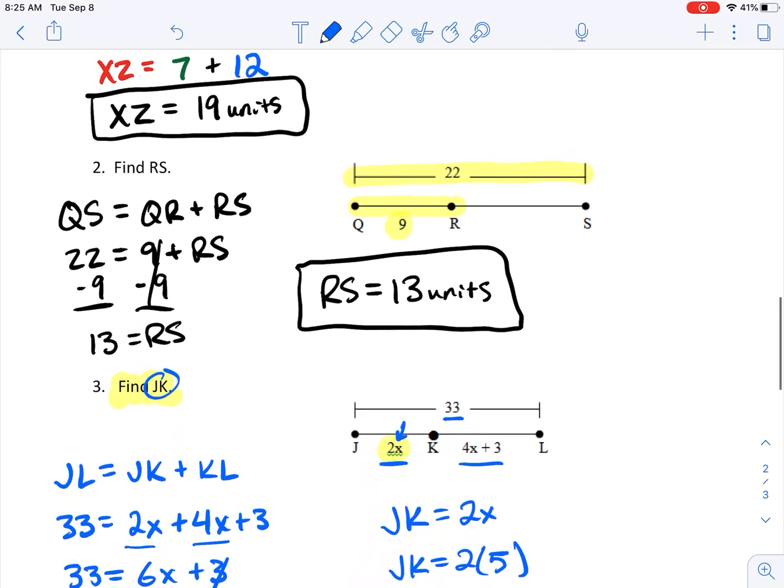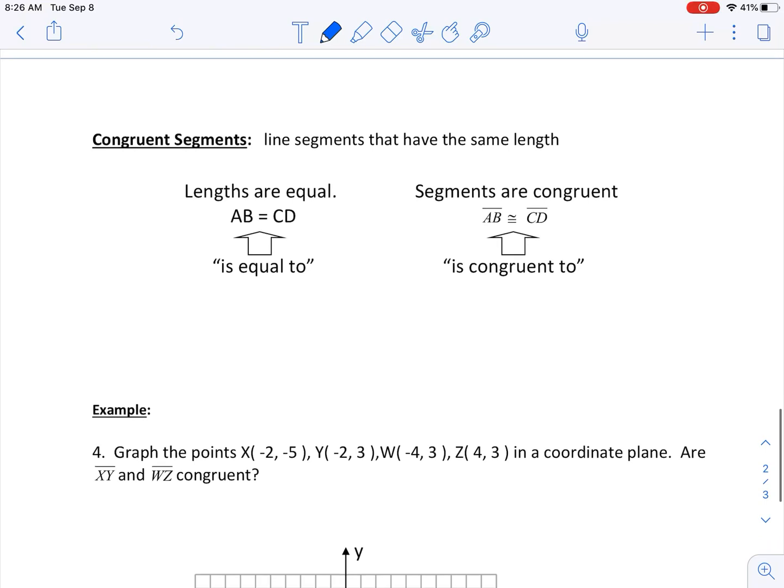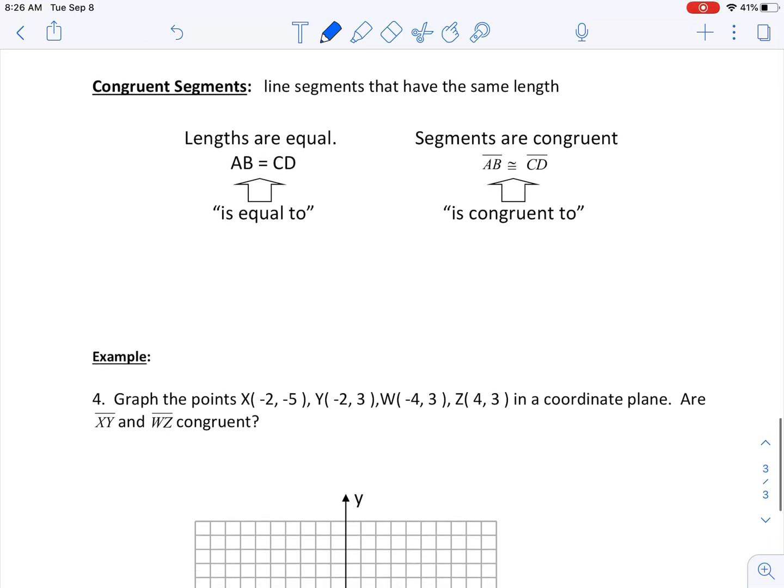All right, so those are the 3 example problems, and we're going to go over some of those more together. And the last thing we have is talking about congruent segments. And I've kind of mentioned this before with notice on these ones here, there's no bar. So they're talking about equality. They're talking about distance. They're talking about lengths right here. The distance from A to B is equal to the distance from C to D.